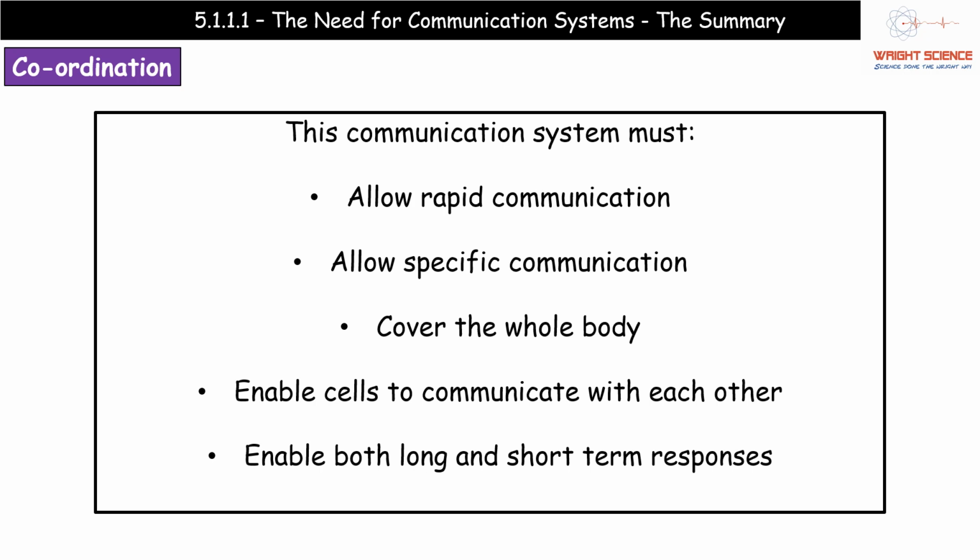If we think about the basics of one of these communication systems, hopefully these are mostly common sense. It's got to be rapid at communicating, so that we know the situation and can bring about changes quickly. It's got to be specific, so that we can bring about the exact change that's required. It needs to cover the whole body. It needs to enable those cells to communicate with each other and have both long and short-term responses, because different situations will require different end results.